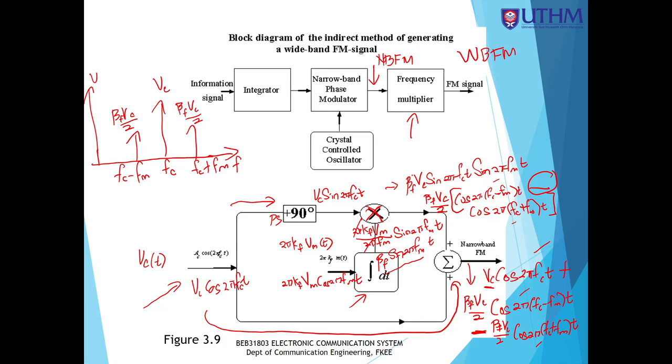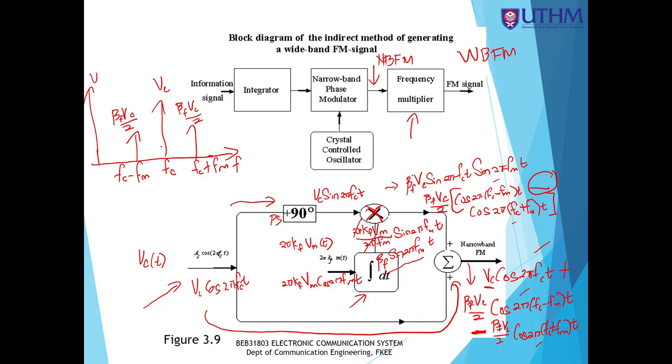So actually, we produce an AM-like signal. We produce a signal like amplitude modulation, as if it looks like an AM signal. But it is actually narrowband FM. Why is it called narrowband FM? Because the bandwidth is small in this case. For FM, this is considered a small bandwidth.